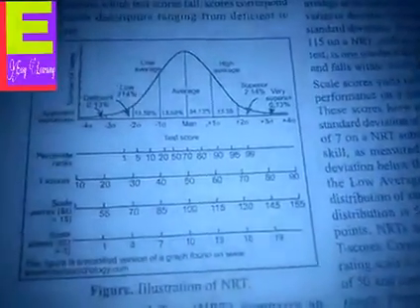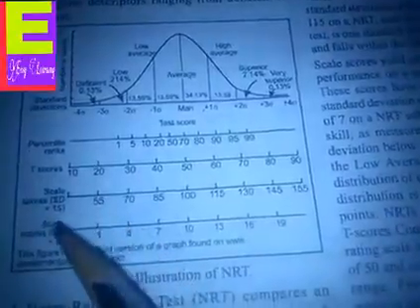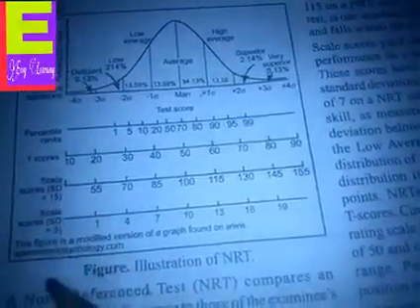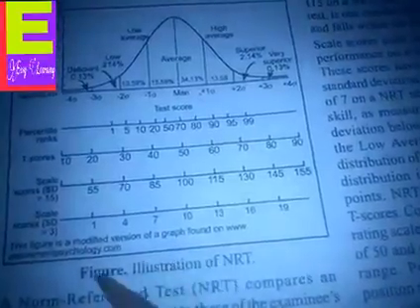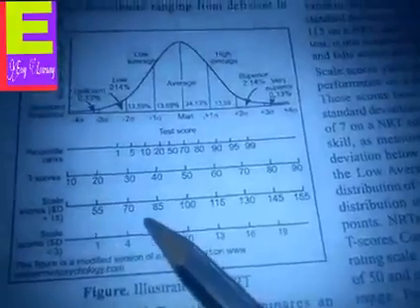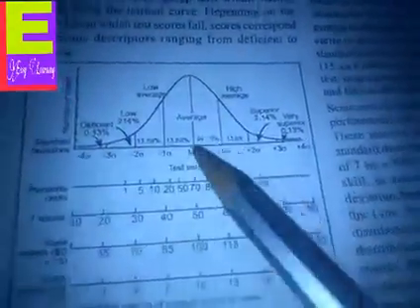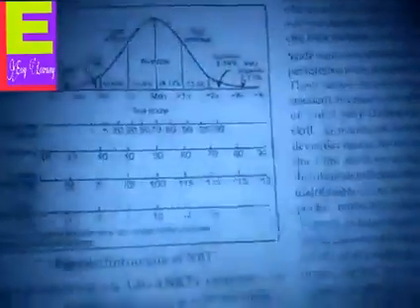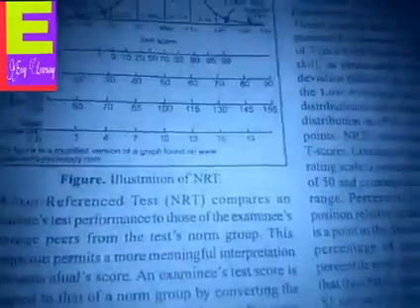Now this is the graph of the test. Now how it is taken, like percentile ranks, T score, scale score. The figure is a modified version of a graph found on the website, from there it can also be found. So now in this graph you can see that I will explain it when I explain it in Hindi.